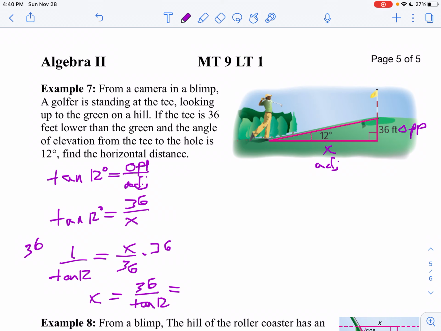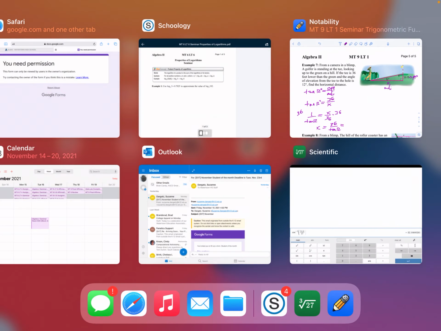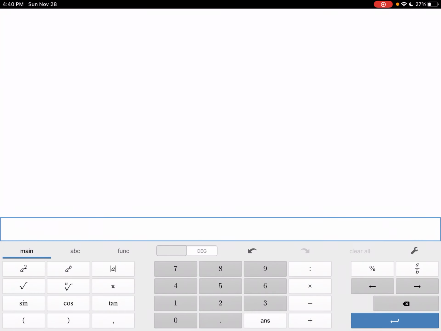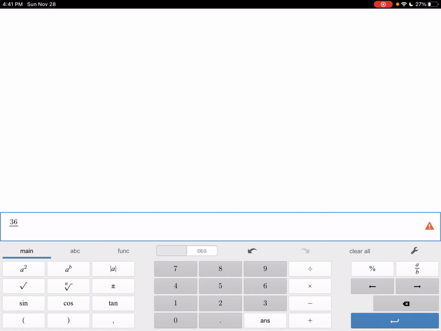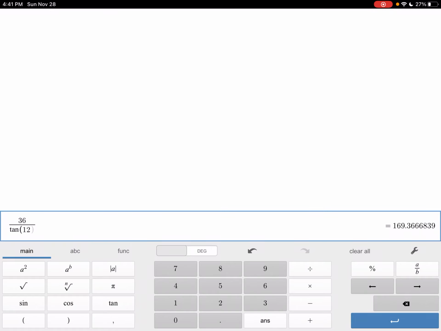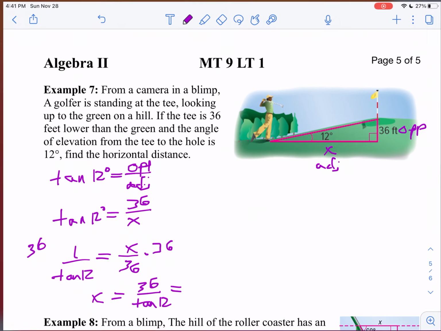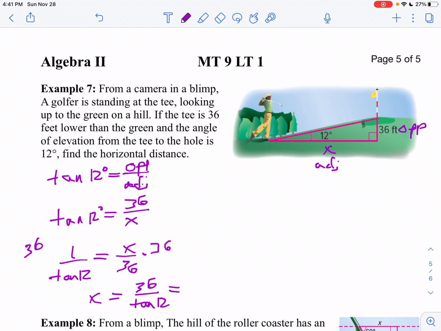So at this point, let's use our calculator. So we're going to say 36 divided by the tangent of 12 degrees. And we get 169.4. It doesn't say what to round it to, so I'm just going to round it to 169 feet because everything else was measured to the nearest whole number. And there we have it.